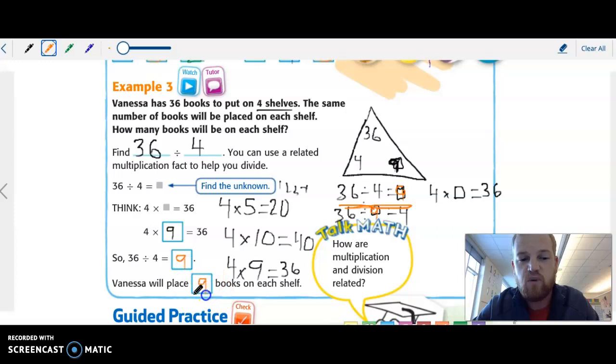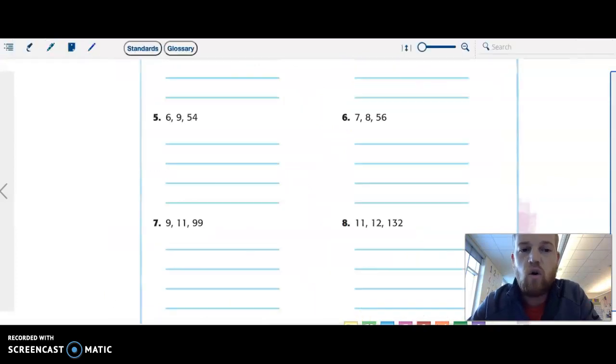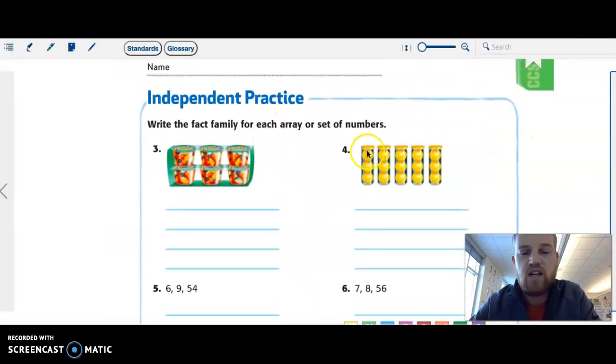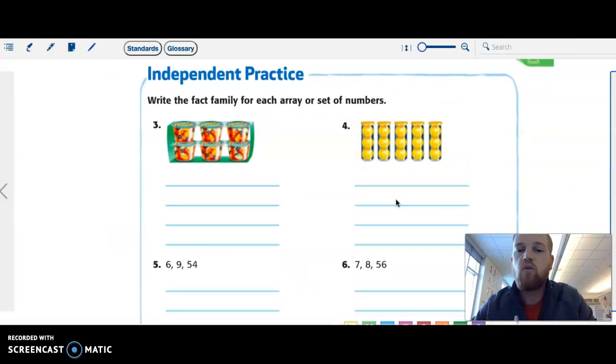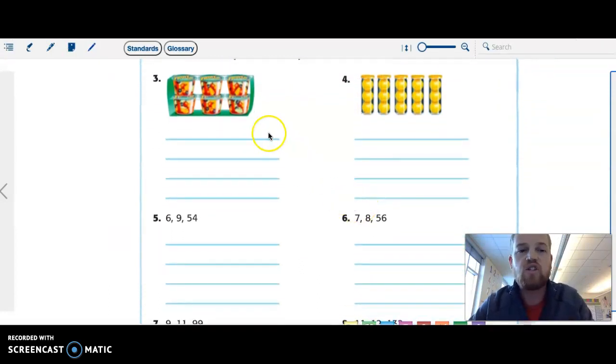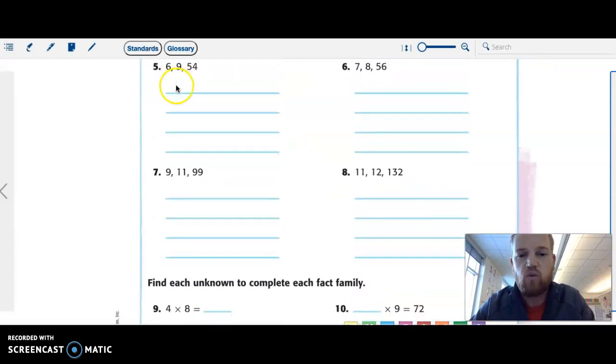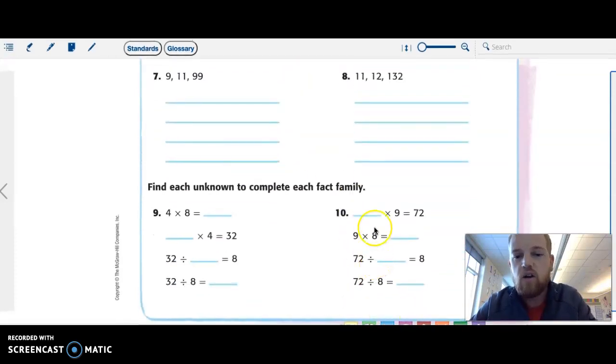And back to my original problem, Vanessa will be able to place 9 books on each shelf. So this is really what we're focused on today, is these fact families and being able to flip back and forth between our multiplication and division. So your challenge for today and your goal is going to be to complete our independent practice here. So now that you've watched the video, your challenge is to go through and complete 3 through 10, working all with our fact families.